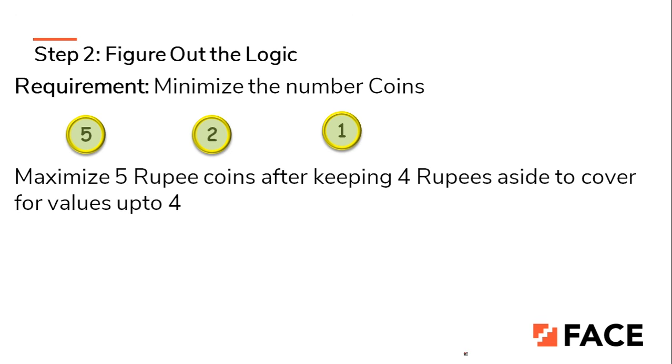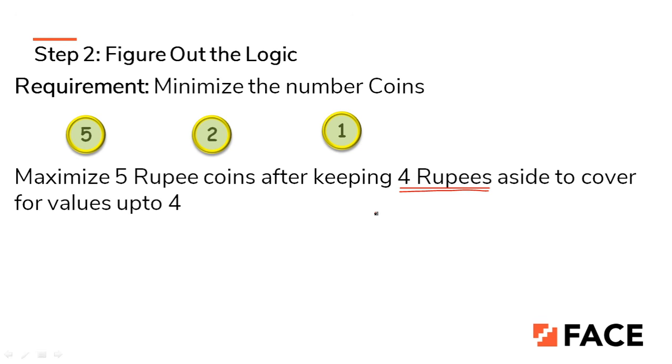So what happens? I'm going to quickly summarize the logic. You maximize the number of 5 rupee coins after keeping 4 rupees aside. So why are we keeping that 4 rupees aside? Very simple. Only then you can form values of 1, 2, 3 and 4. If you don't keep this 4 rupees aside, you cannot do it.